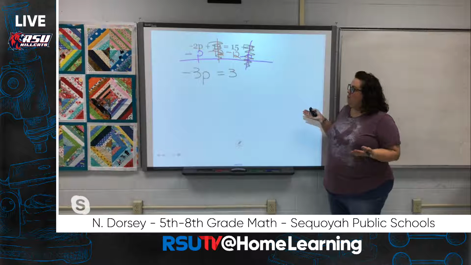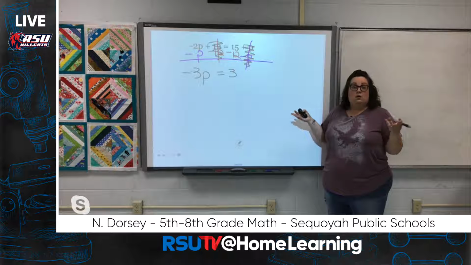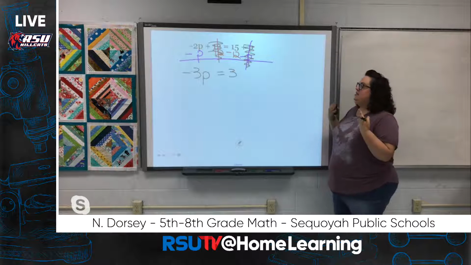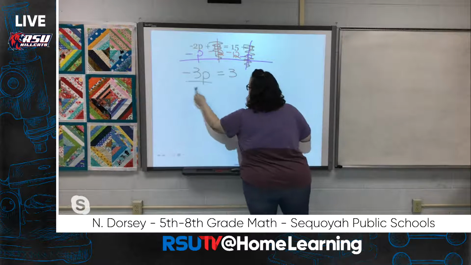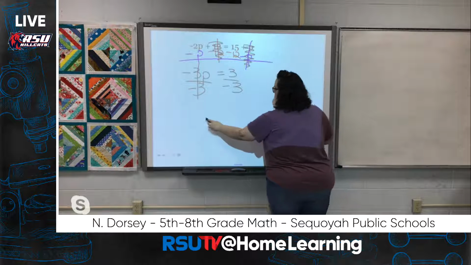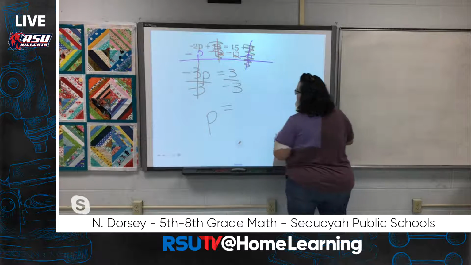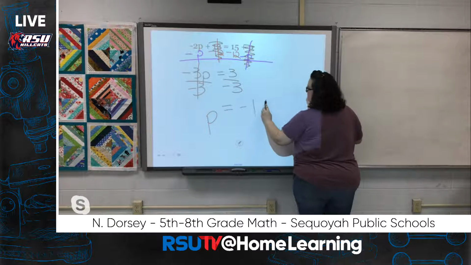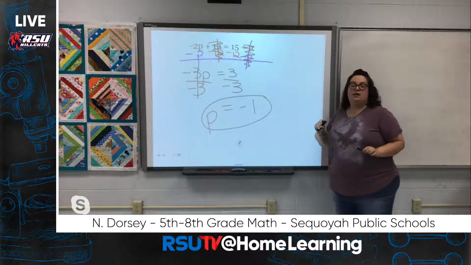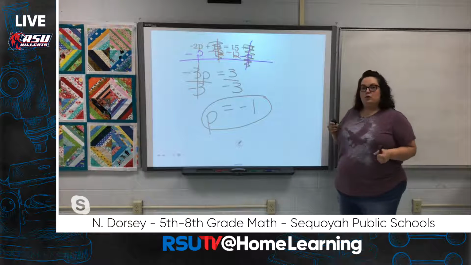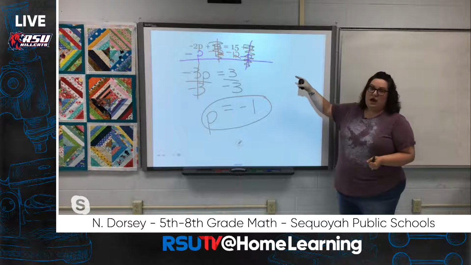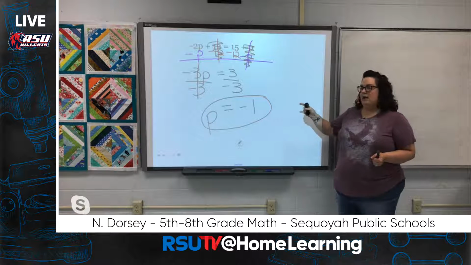So I'm going to do what, guys? You're right. I'm going to not multiply. See, you were right. I was wrong. I'm going to divide both sides by negative 3. So I'm left with p equals negative 1, because 3 divided by negative 3 is negative 1. Remember your integer rules. When I'm multiplying or dividing, if I have opposite signs, my answer is negative. Okay?